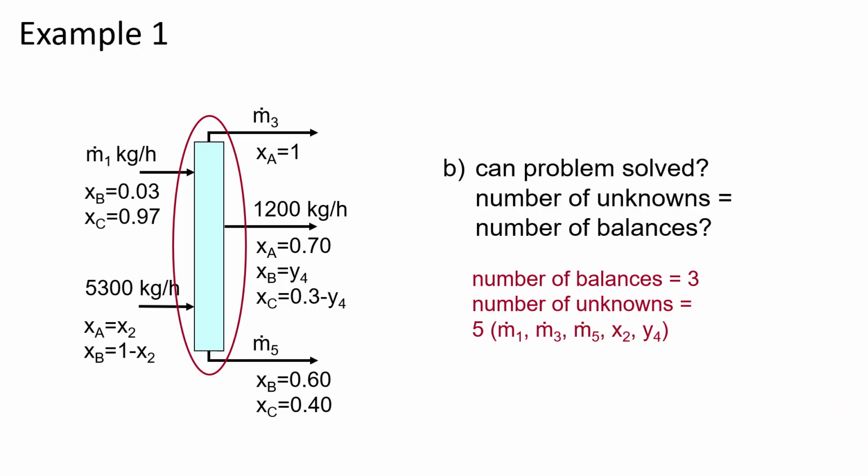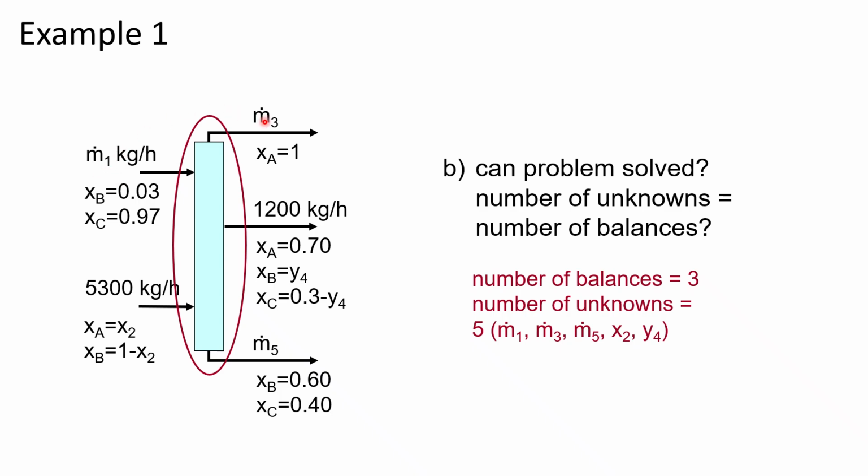We hope that the number of unknowns is equal to 3 so that we can solve for the unknowns. We know the number of balances is 3. Let's count the number of unknowns. We'll start with this stream here on the left-hand side near the top. In this stream, there's 1 unknown, m dot 1.